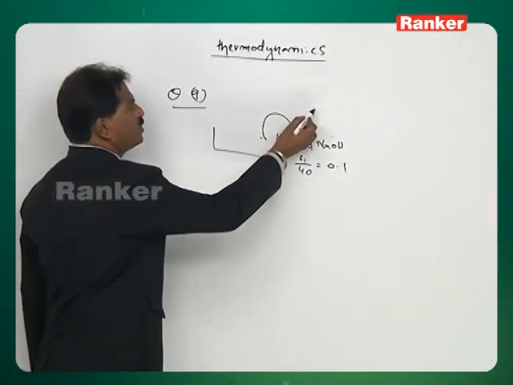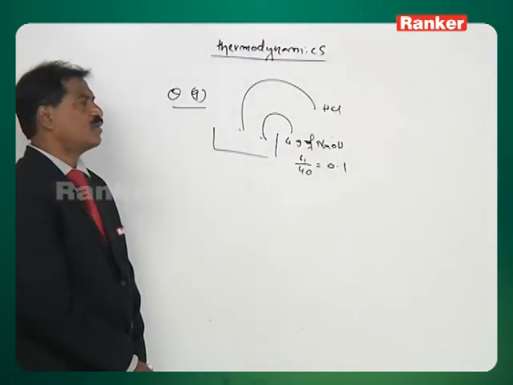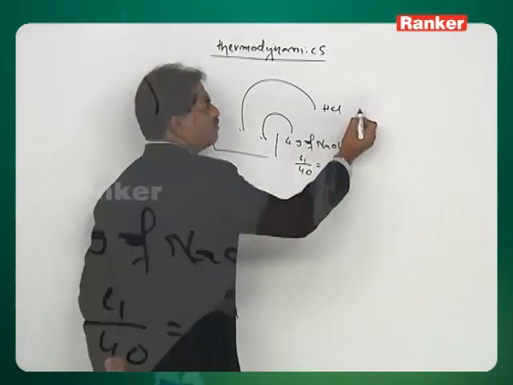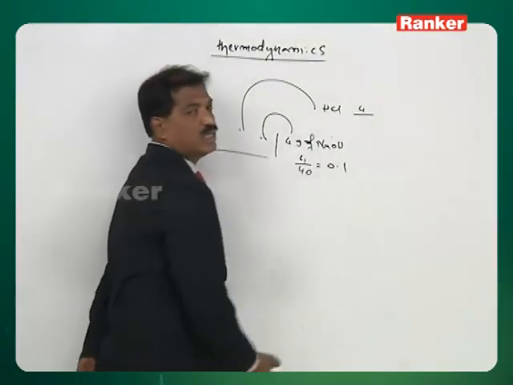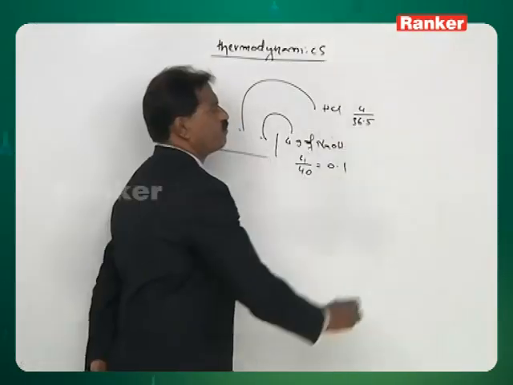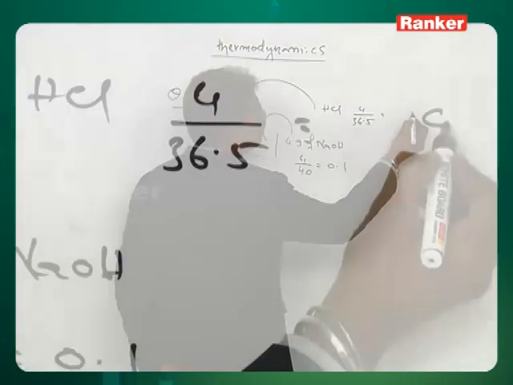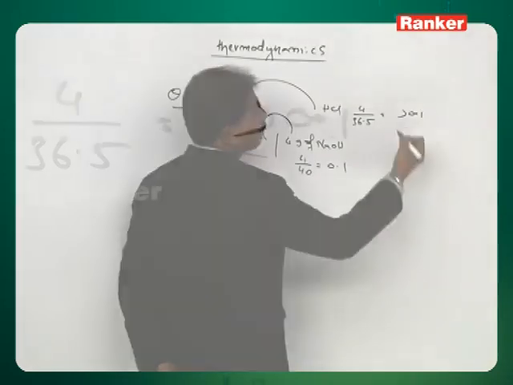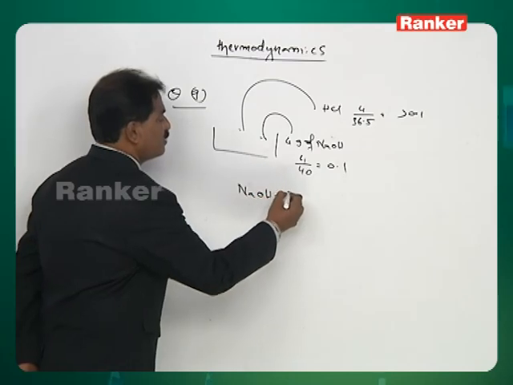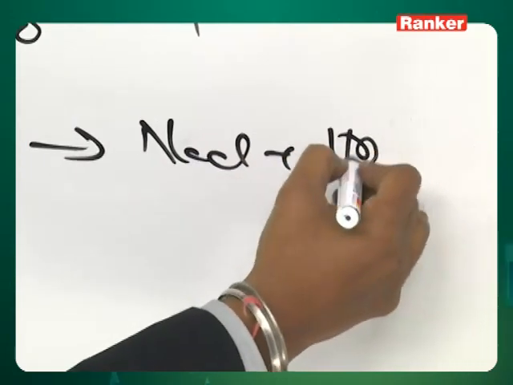Next, into the same solution, they are adding the acid. The added acid is a strong acid, HCl. The amount of HCl added into the solution is given as 4 grams. Convert these 4 grams also into equivalents. For HCl, the gram equivalent weight is 36.5. So here we will get slightly more than 0.1. Next, represent the neutralization reaction between HCl and NaOH. The neutralization reaction gives NaCl plus H2O.